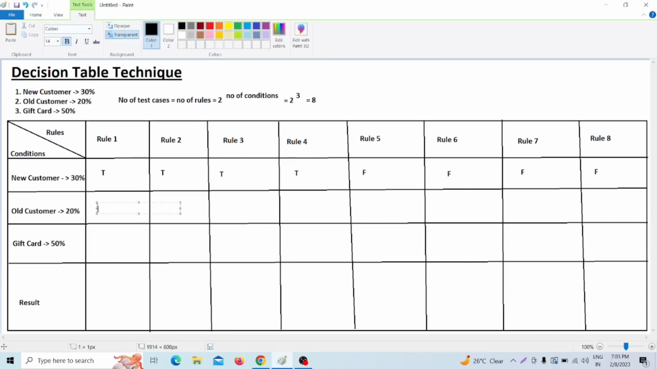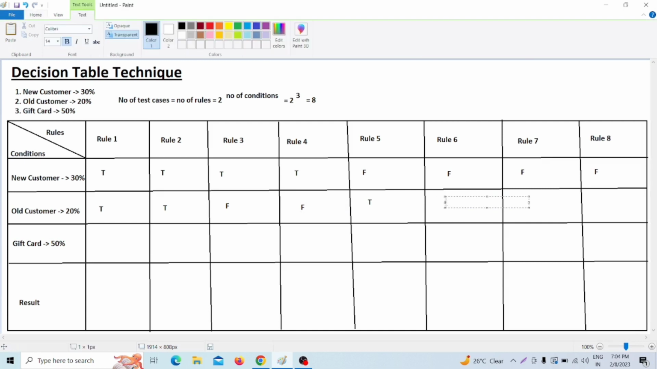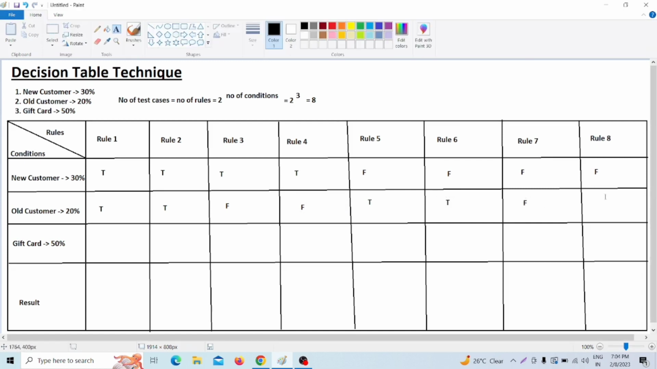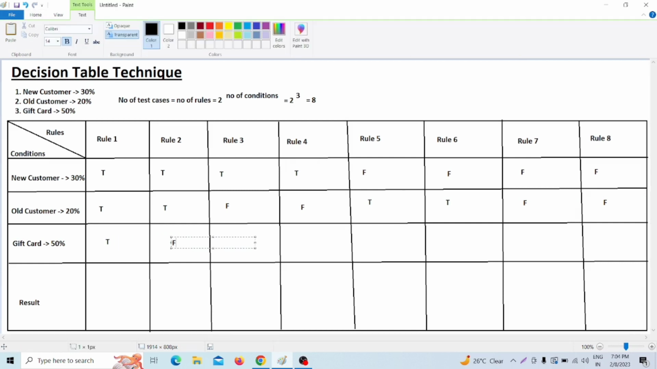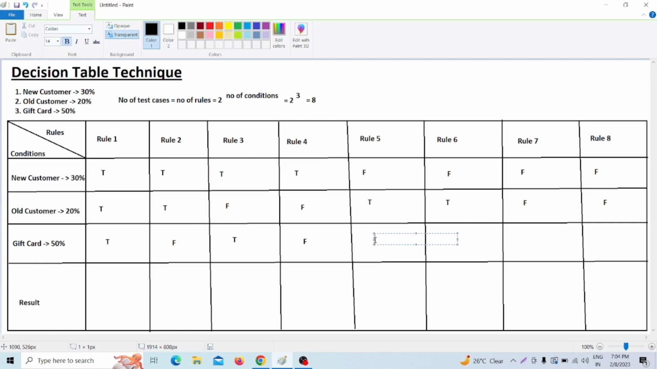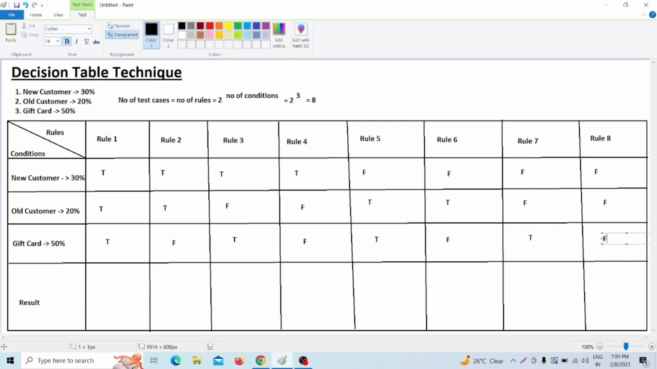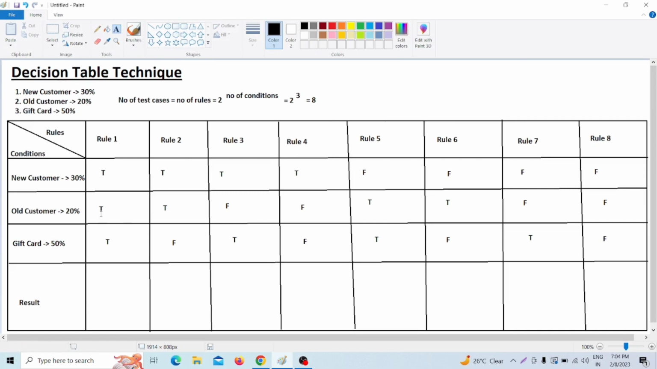Now for the second condition, we are not looking at any kind of conditions, we are just putting our values. The first 2 cases will be true, then 2 cases false, then again 2 cases true, and last again 2 cases false. Now the last one: true, false, then again true, false, true, false, true, false.